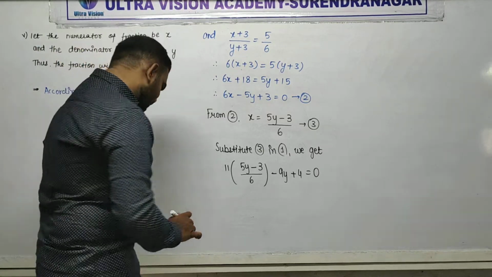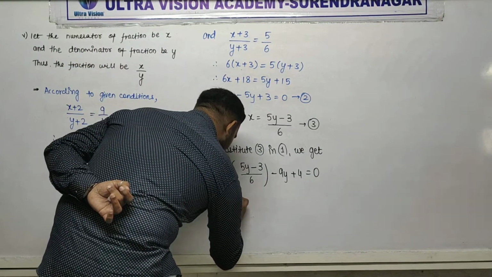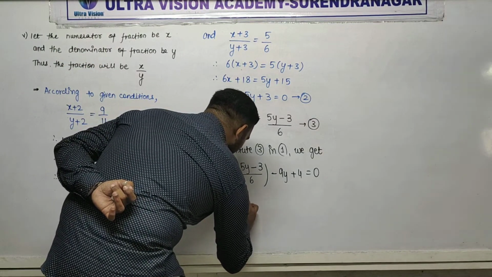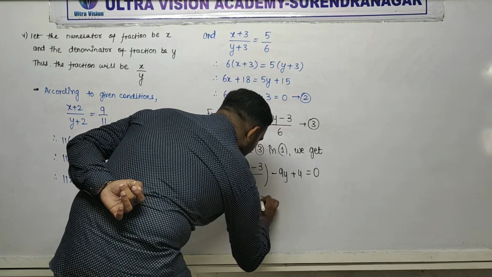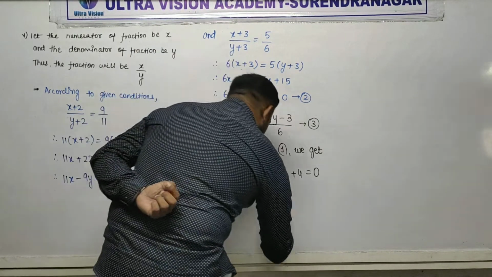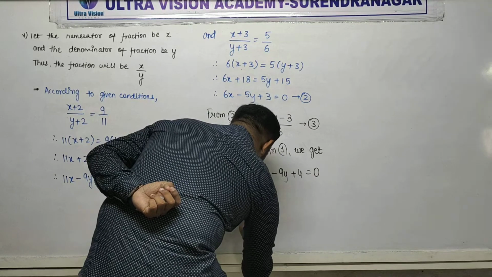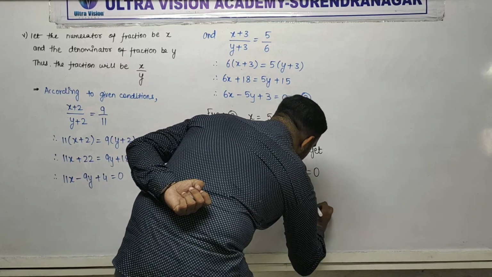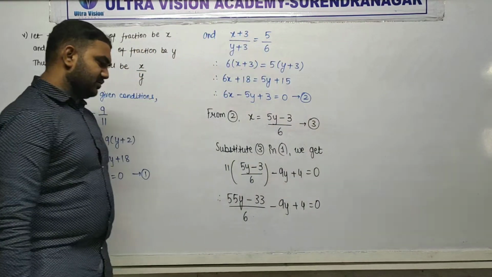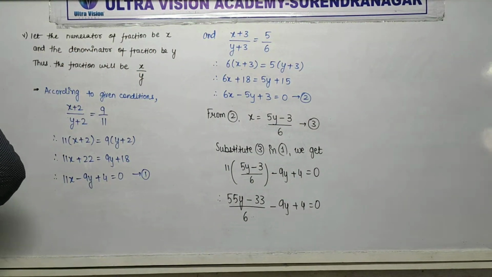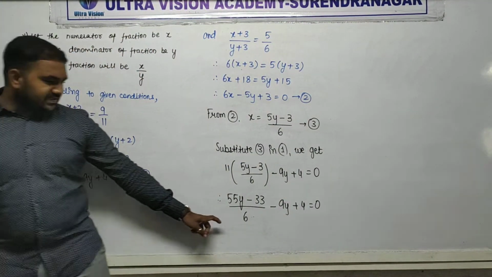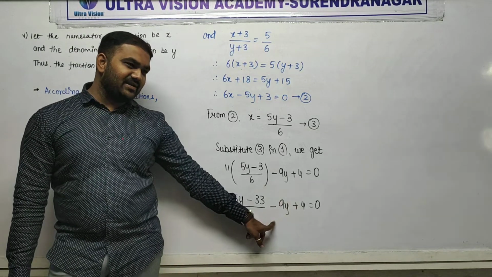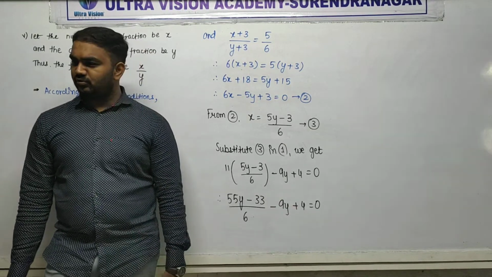Sure, yes. 55y minus 11 into 33, whole divided by 6, minus 9y plus 4 equal to 0. Now we will perform the LCM. This 6 will be taken LCM with minus 9y and plus 4 both.